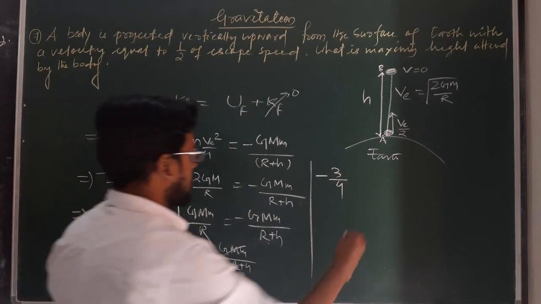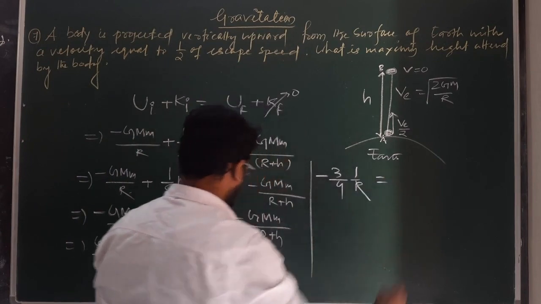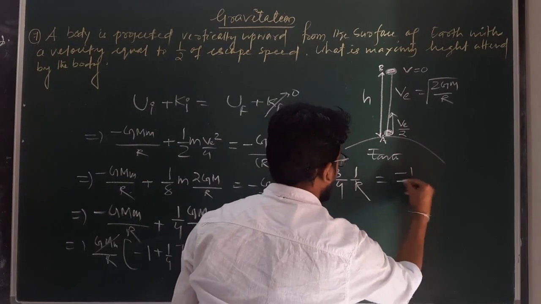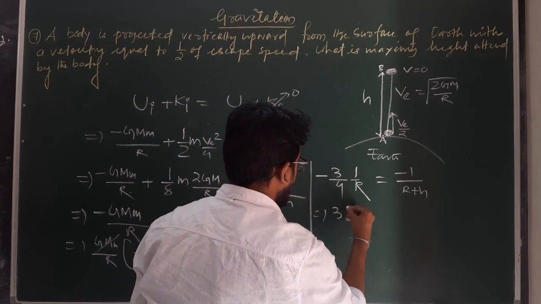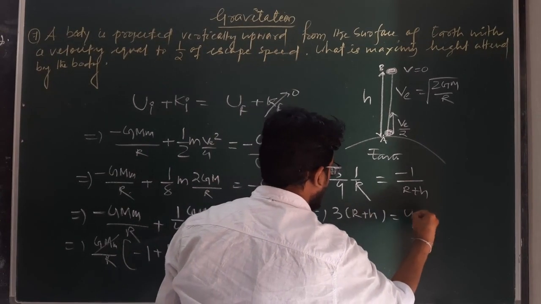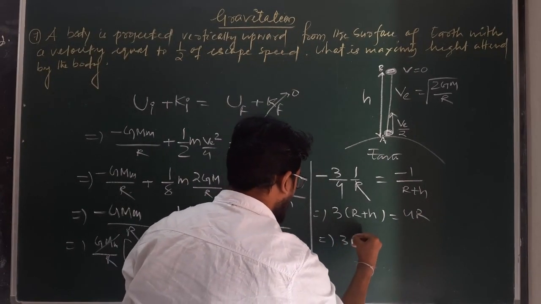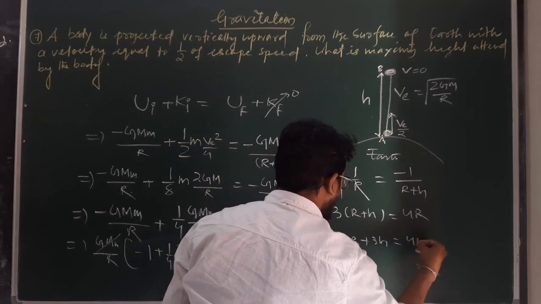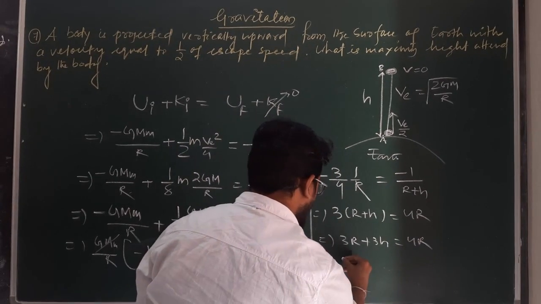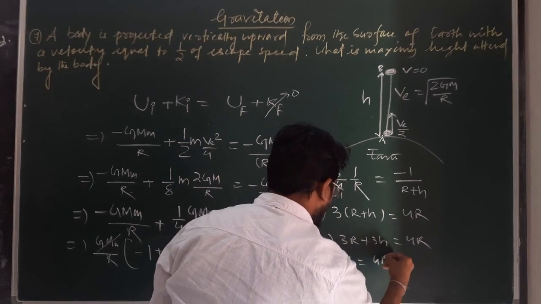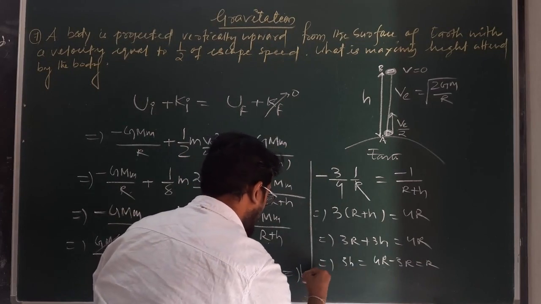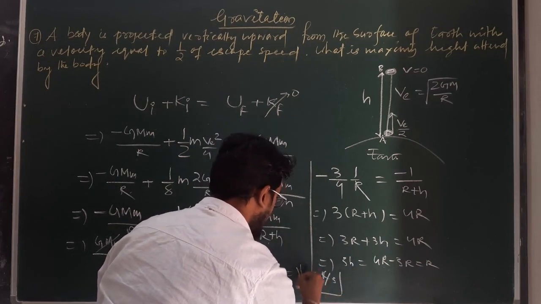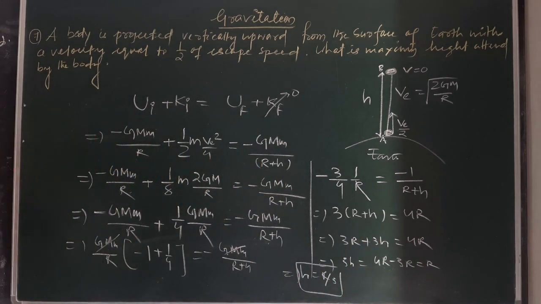into 1 by r is equal to minus 1 by r plus h. Again minus will get cancelled, so 3 into r plus h equals 4r. So this implies 3r plus 3h equals 4r. So this implies 3h is equivalent to 4r minus 3r, that is equivalent to r. So simplifying this, we will get height equal to r by 3. So the maximum height attained by the body will be how much? R by 3. What is r? R is the radius of earth.